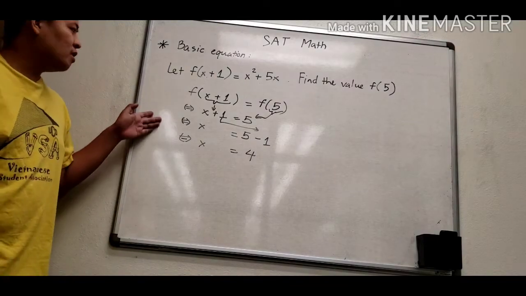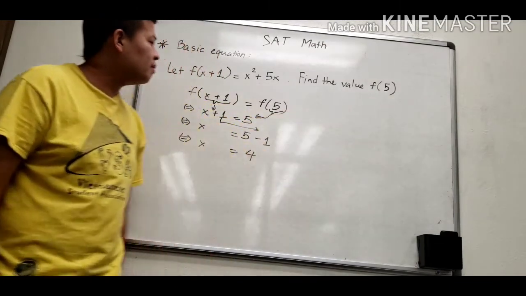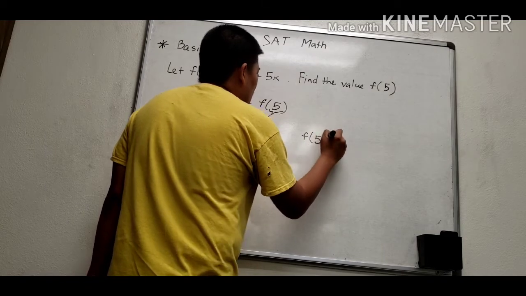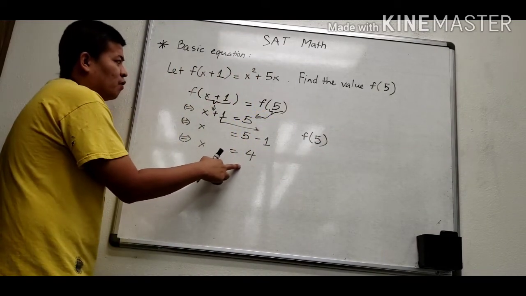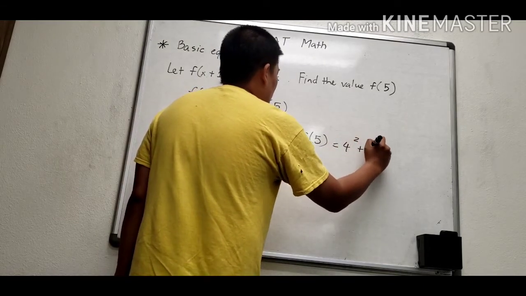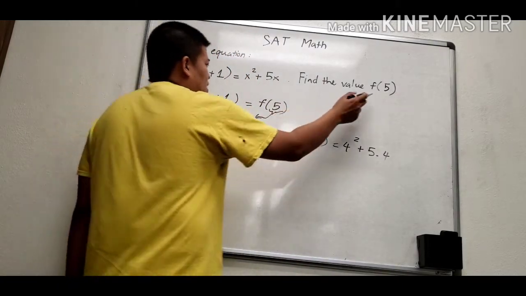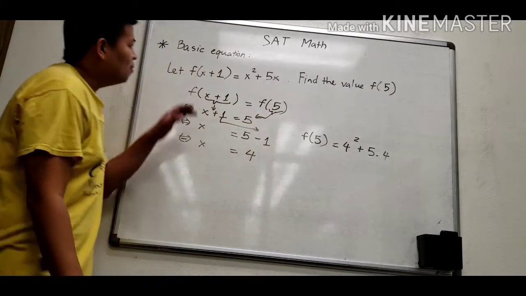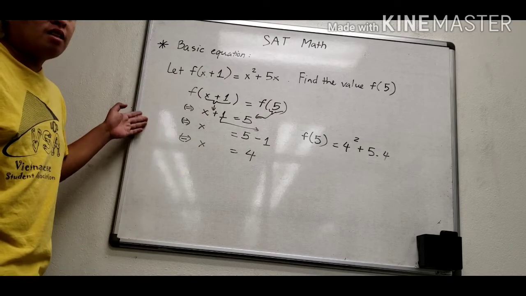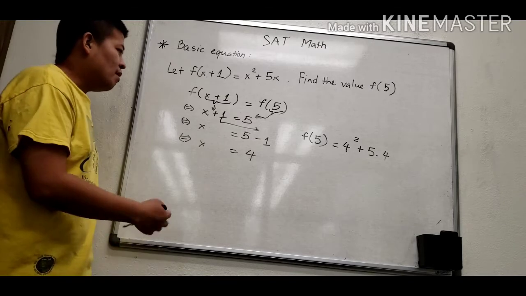This is the first step. We need to find the next one to find the f(5). In here we have f(5), but we just found number 4, so we should put 4 power 2 plus 5 multiplied with 4. Some students rush too much. They take number 5 and put it in here. That is wrong, because in the function they put s plus 1. So in the SAT, you should be careful about that because some students make the mistake.